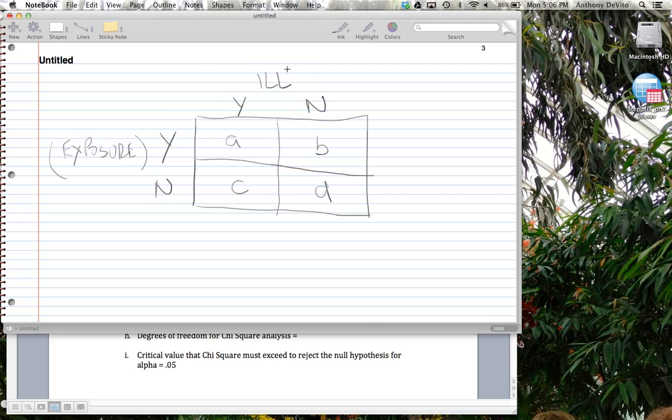And we define our columns as being the result of that exposure. Did an illness develop? Did a condition develop? Did something improve or get worse? Yes for the first column, no for the second column.